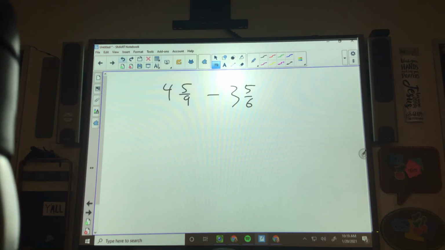What's that say? 16 over 18? 10 over 18, is that the simplest one? Check your work. No sense, because 5 minus 5 equals 0, so it would be 0 over 8. You have to get a common denominator. So see what happens. 9 and 6 both go to 18.